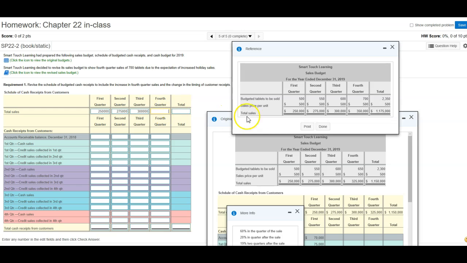Notice the fourth quarter is the only one that changes. We have a revised amount of 350 and the original was 325. So I'm going to put the 350 in here.